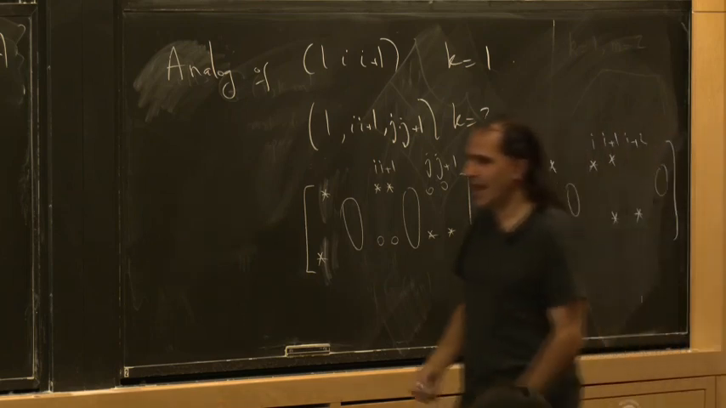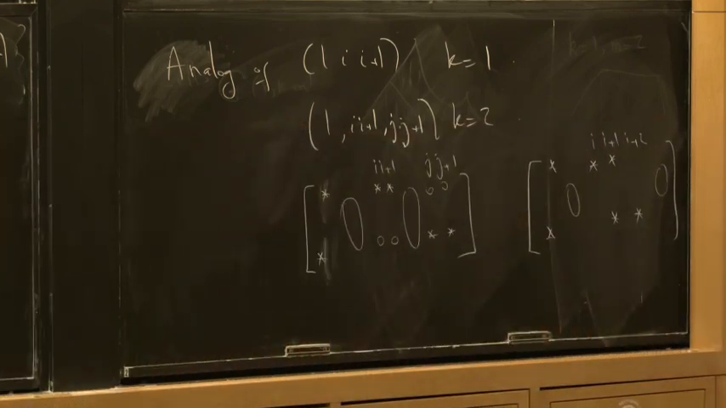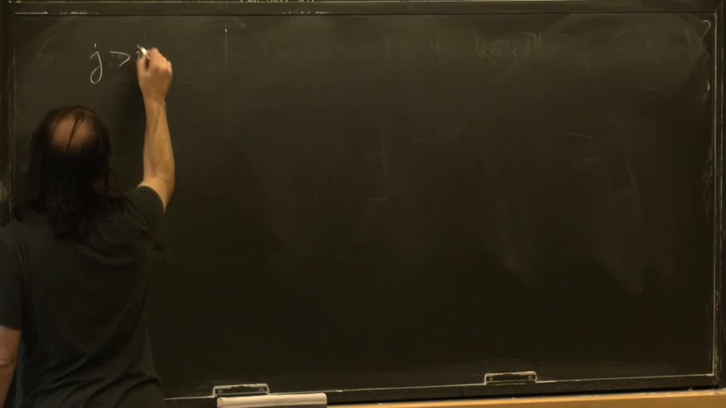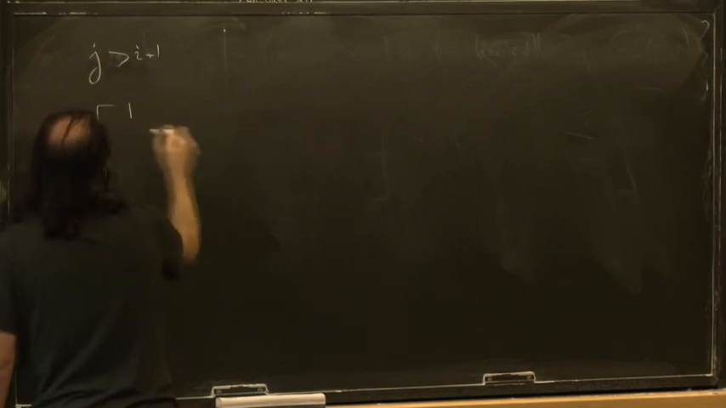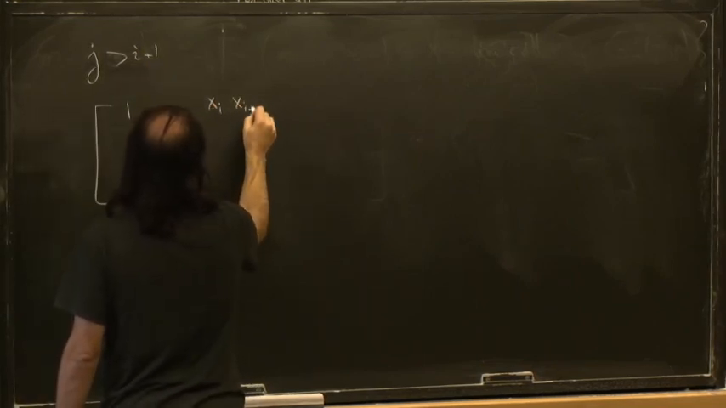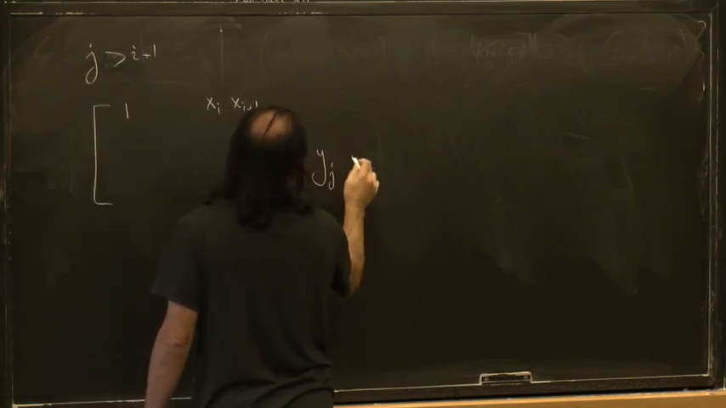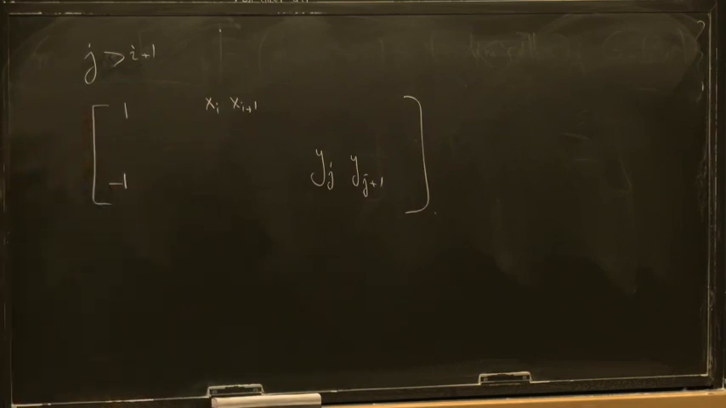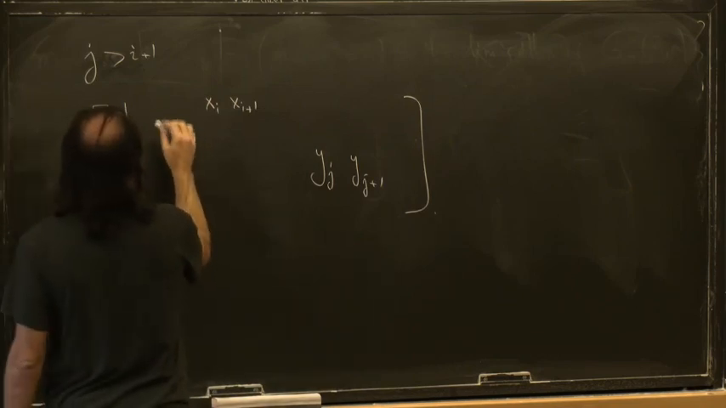So now let me be more specific about what those cells look like. I'm not going to draw any plabic graphs. It's so simple in this case. I'll just coordinatize these cells in a way where it's manifest that the minors are positive. So when j is bigger than i plus 1, the cells are just going to look like 1, x_i, x_{i+1}, y_j, y_{j+1}, and minus 1 here, and zeros everywhere else.